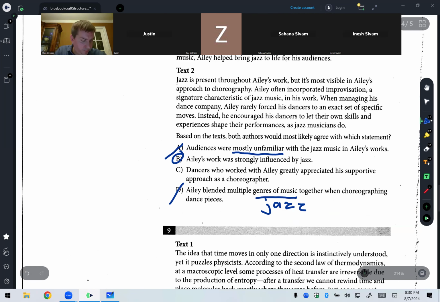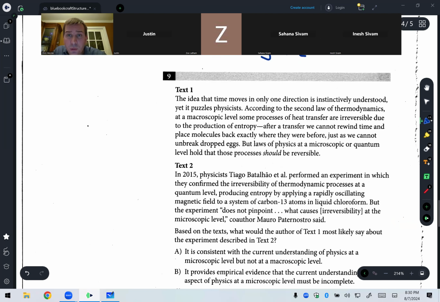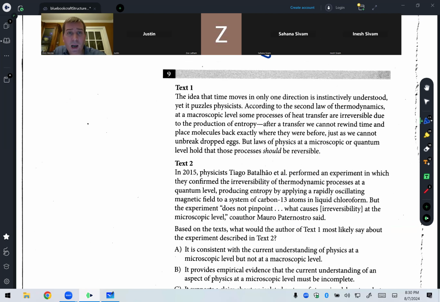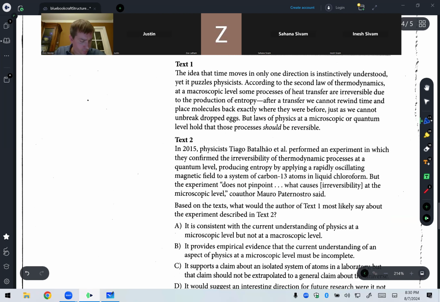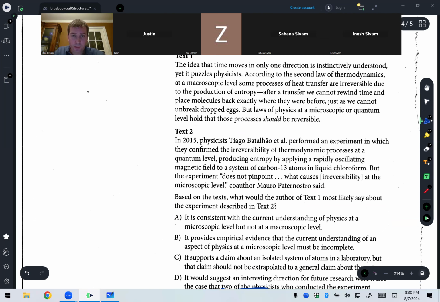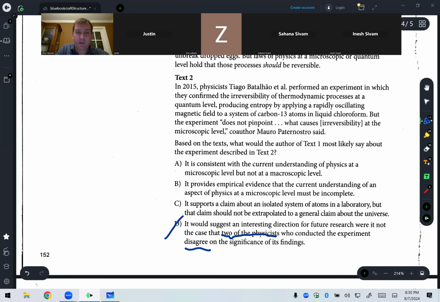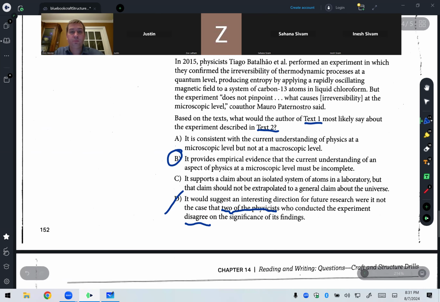On to number 9. All right, time moves in only one direction. I am firmly in that camp, and we're almost out of time. This one was not D. I underlined some of the problems with D. This one was B. It provides empirical evidence that the current understanding of an aspect of physics at a microscopic level must be incomplete. That's what the author of passage 1 would say about the experiment from text 2.